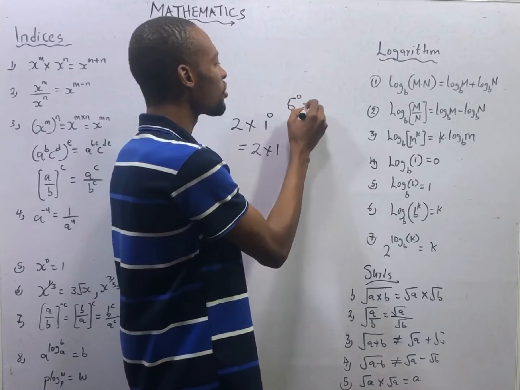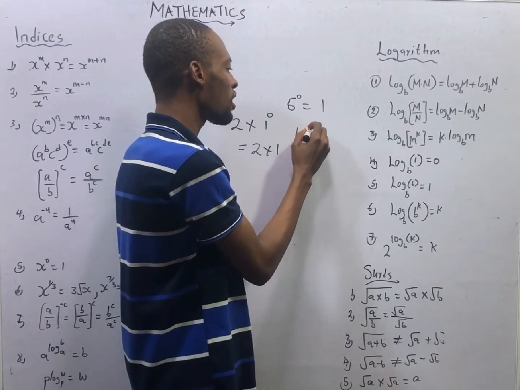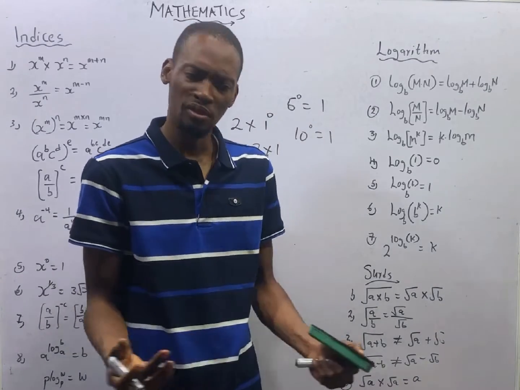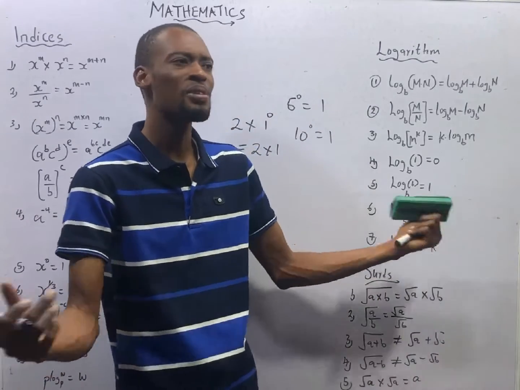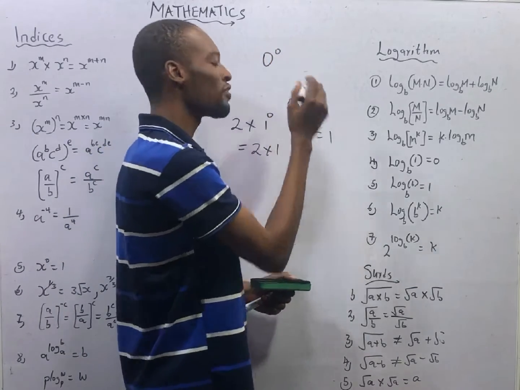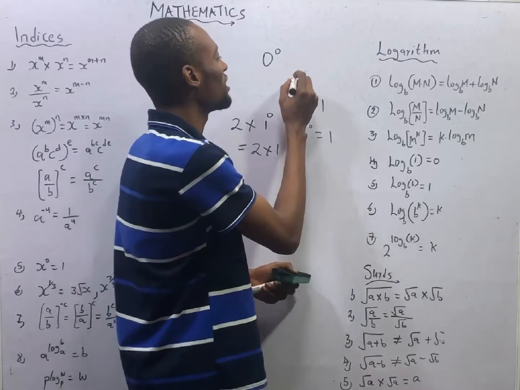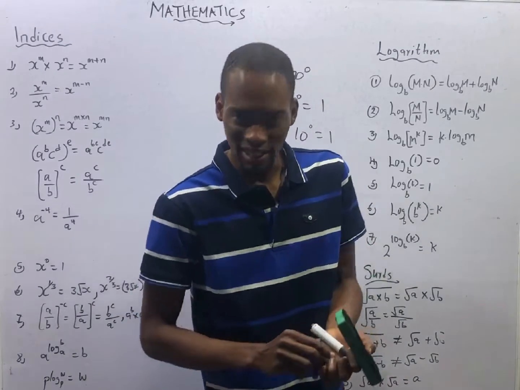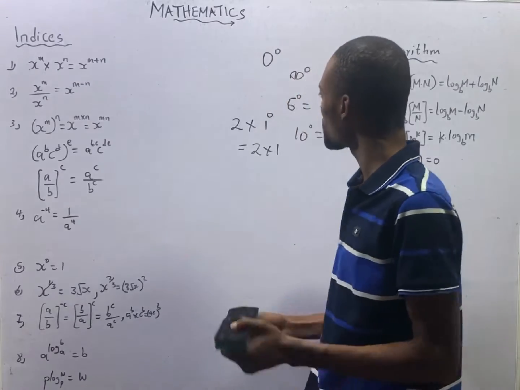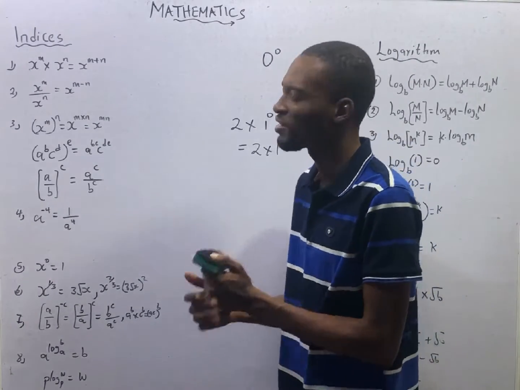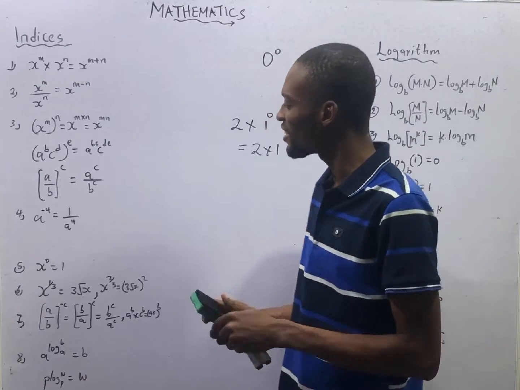5 raised to the power of 0 is 1. 10 raised to the power of 0 is 1. Why did I say any meaningful number? Because sometimes you get a situation where you have 0 raised to the power of 0 or infinity raised to the power of 0. So what do you get? What is 0 raised to the power of 0 and what is infinity raised to the power of 0? I'll come back to that later.